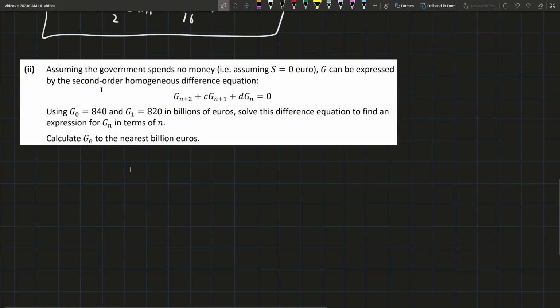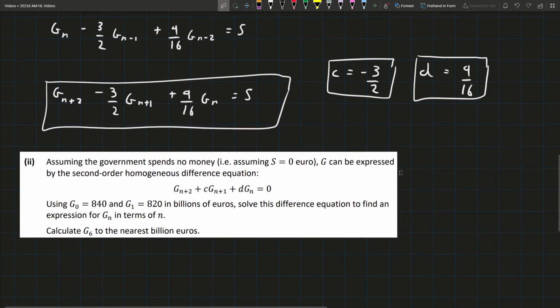So then we're assuming that the government spends no money. So we're assuming that s is 0, that G can be expressed by this. And then we're told that the initial G0 is 840 and G1 is 820 in billions of euros. We're told to solve the difference equation to find an expression for Gn in terms of n. And then we're also told to calculate G6 to the nearest billion euros.